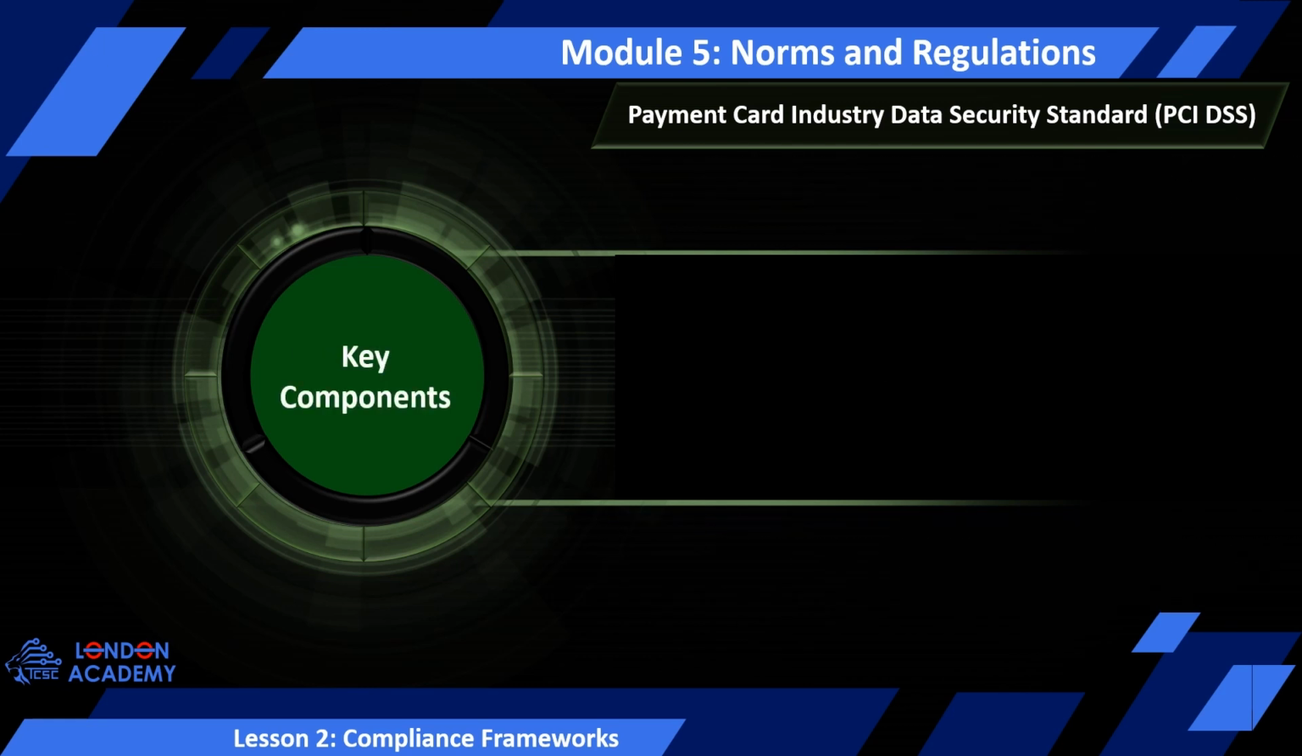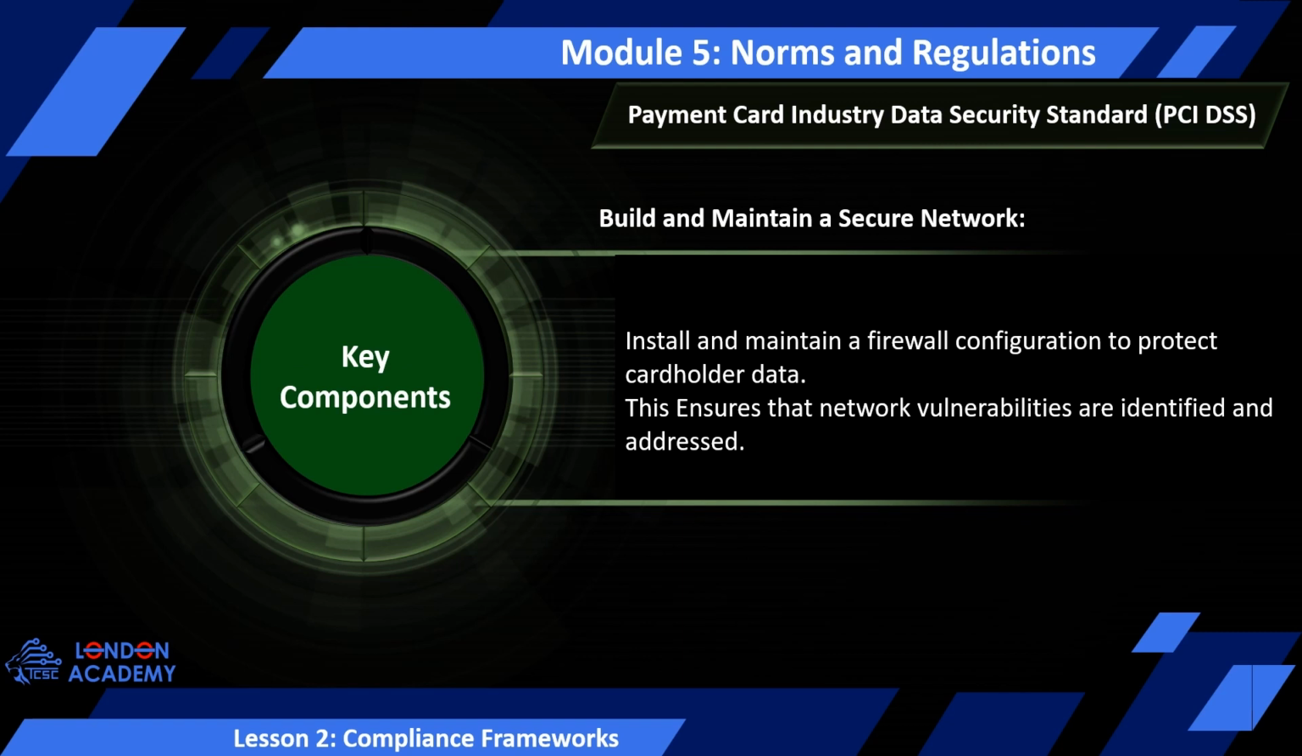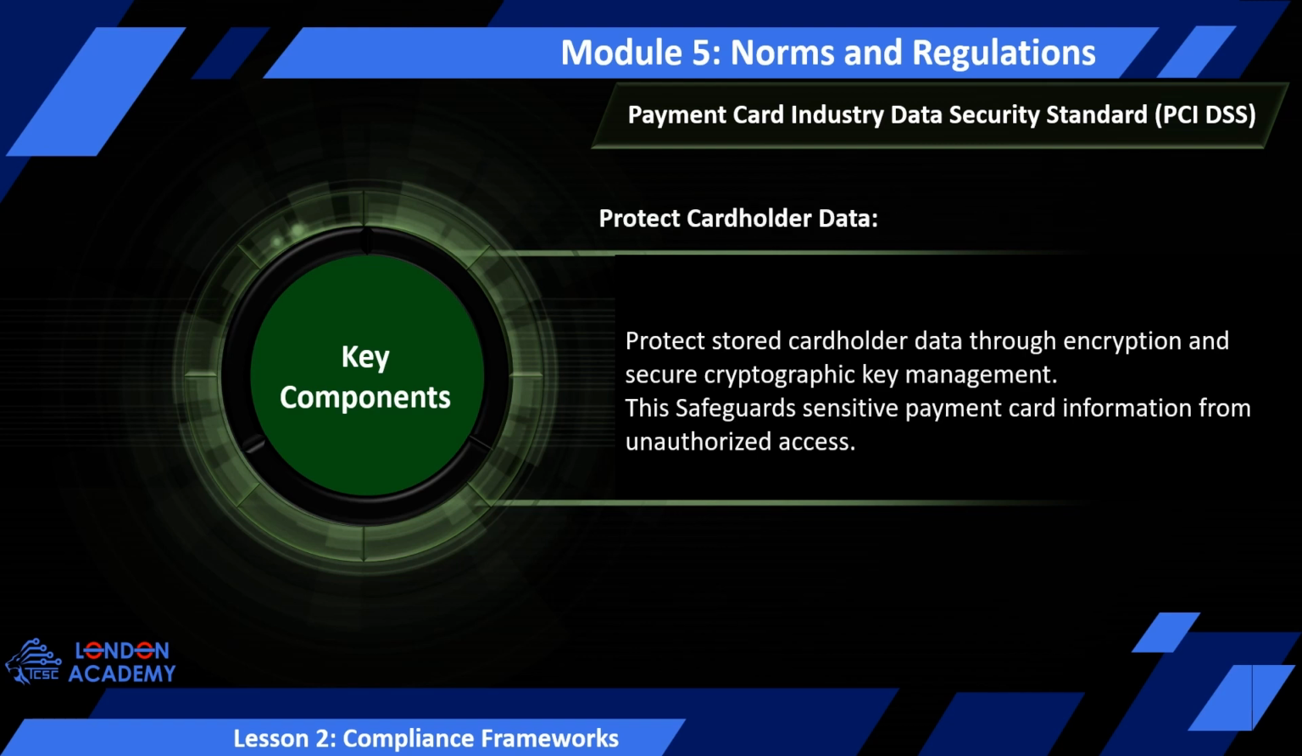Key components of PCI DSS. Build and maintain a secure network. Install and maintain a firewall configuration to protect cardholder data. This ensures that network vulnerabilities are identified and addressed. Protect cardholder data. Protect stored cardholder data through encryption and secure cryptographic key management. This safeguards sensitive payment card information from unauthorized access.